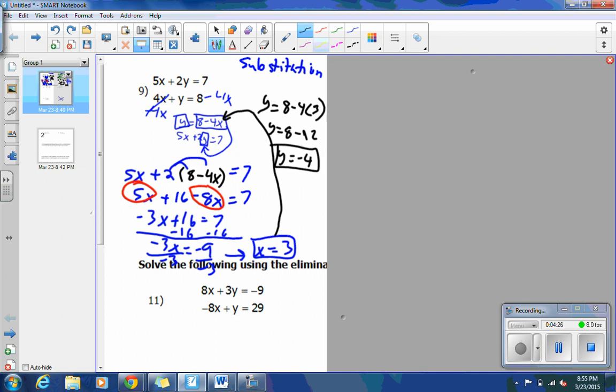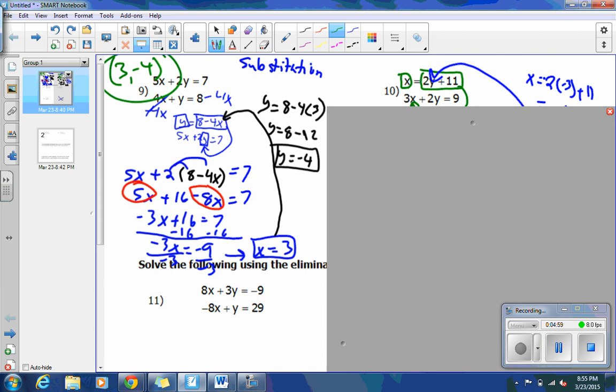So our solution, I'll write it way up to the top left here. Our solution is 3 and negative 4. That's the solution to this problem. So it took a little bit more work to start it off to get one of them solved for y. And maybe you'd realize you might want to do a different method for one like this. But if I'm asking you to do the substitution method, you need to show me how to do that substitution method. And you first need to solve for one of the variables. Number 10 is very similar.